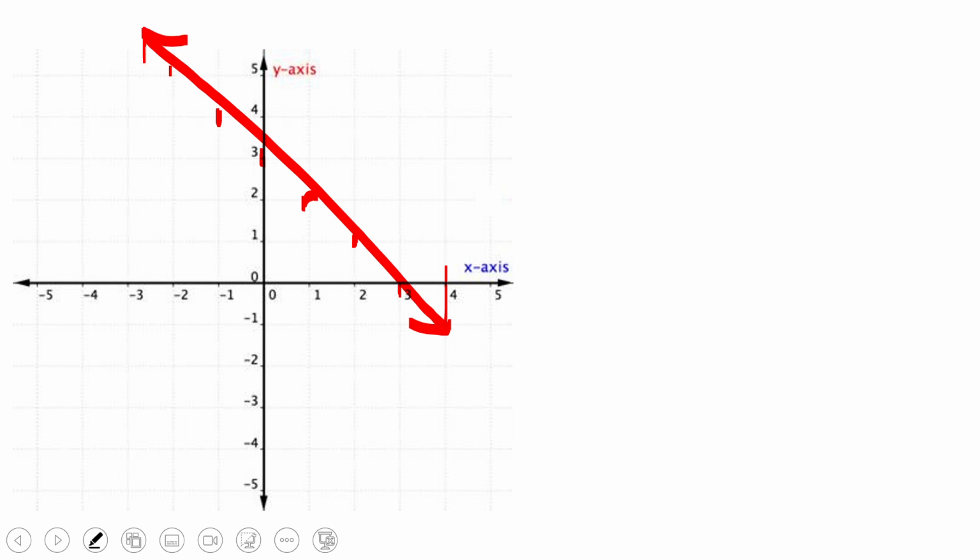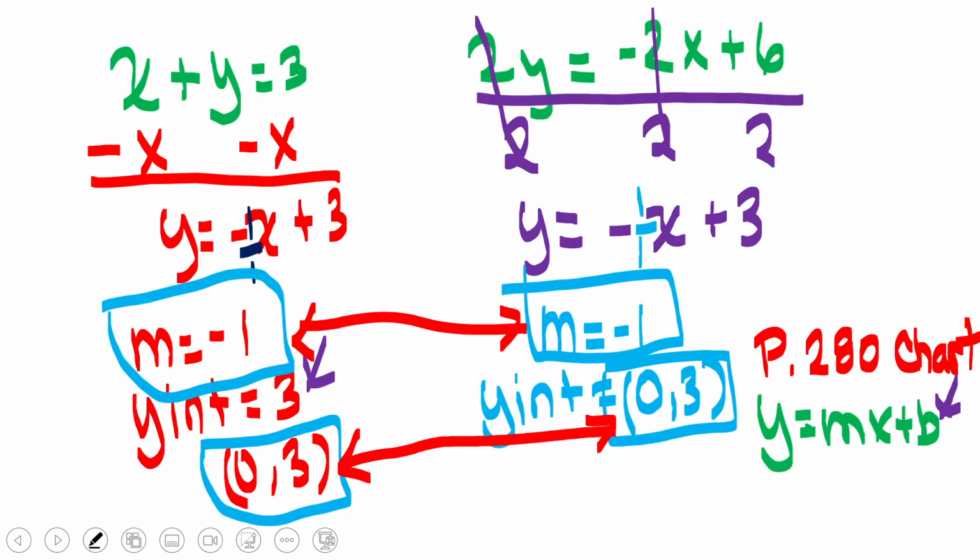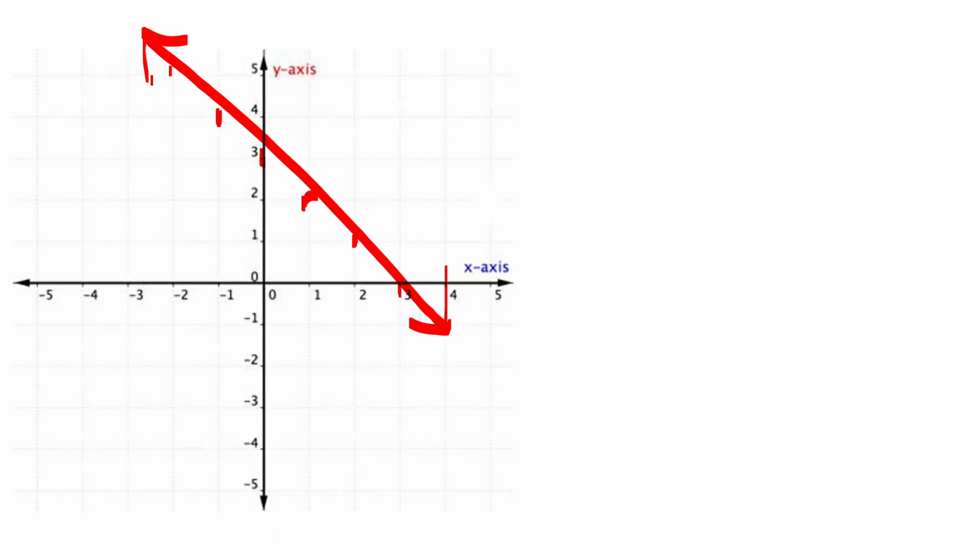You have that. Watch what happens when we graph the blue line at a slope of negative 1 at a y-intercept of 0, 3. So we've got the blue line going here, and we're going to have a negative rise over run of 1. Okay, rise over run of 1. So this is the blue graph. It's continuous on the same line.